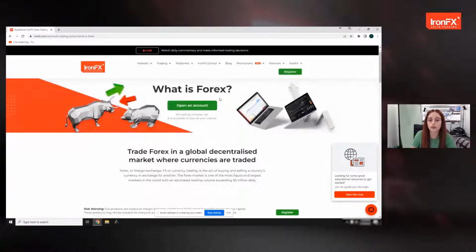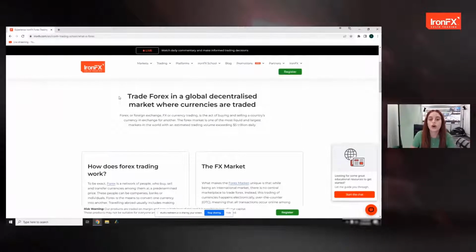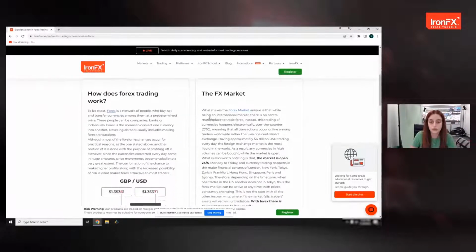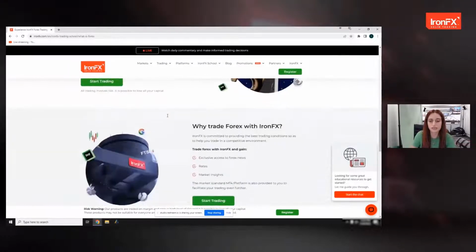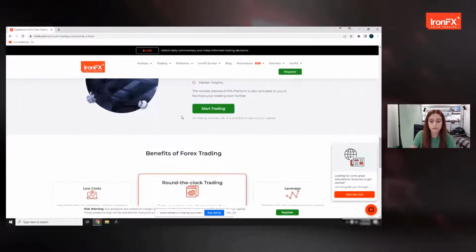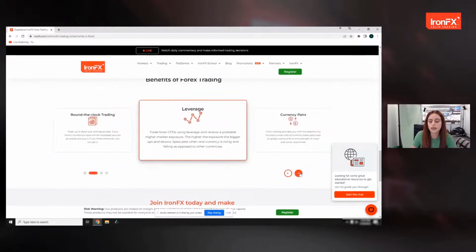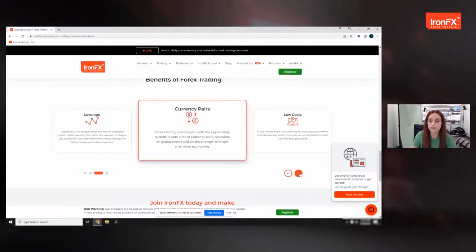So here you see what is forex. Here you have a full explanation of what is forex, how does forex trading work, the forex market. You have the buy and sell currencies. Why trade forex with IronFX? The benefits of forex trading. Here you have the round clock trading, leverage, currency pairs, and low costs.